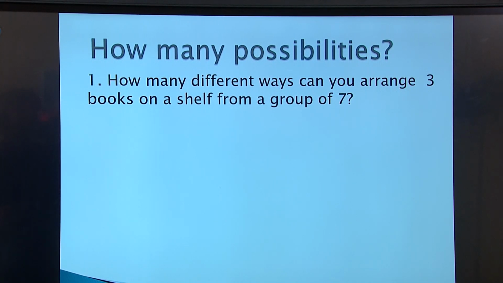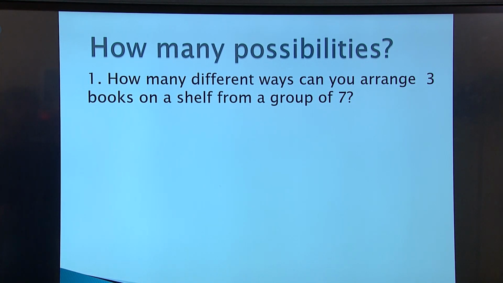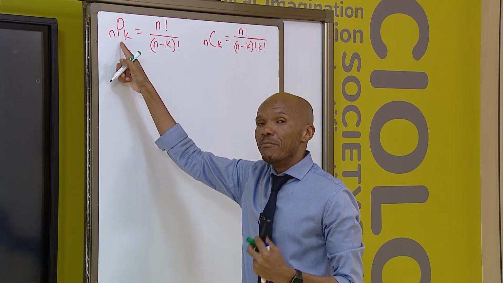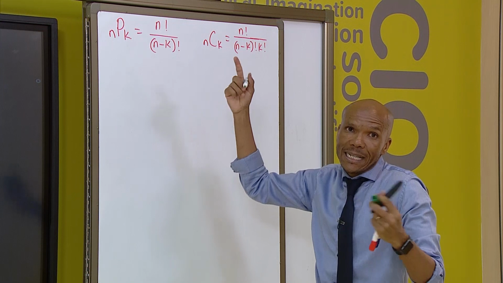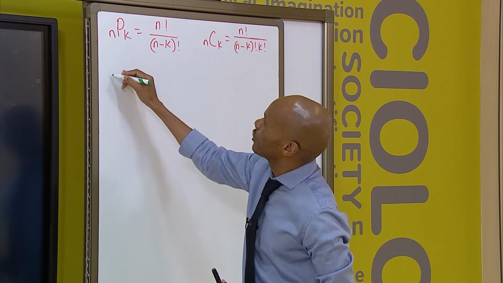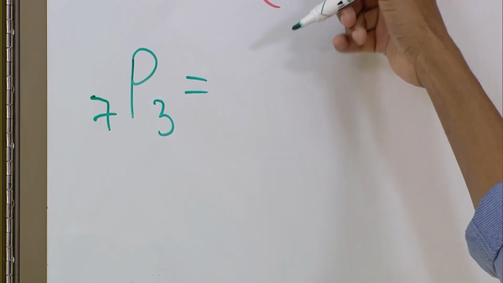I'm sure everybody's worried, but where am I going to use this? Okay? In our first question, how many different ways can you arrange 3 books on a shelf from a group of 7? So there, the main word we are looking at is arrange. If we're saying arrange, that means we're talking permutation, because arrangement matters. And here, the order matters. So what's the total that we have?